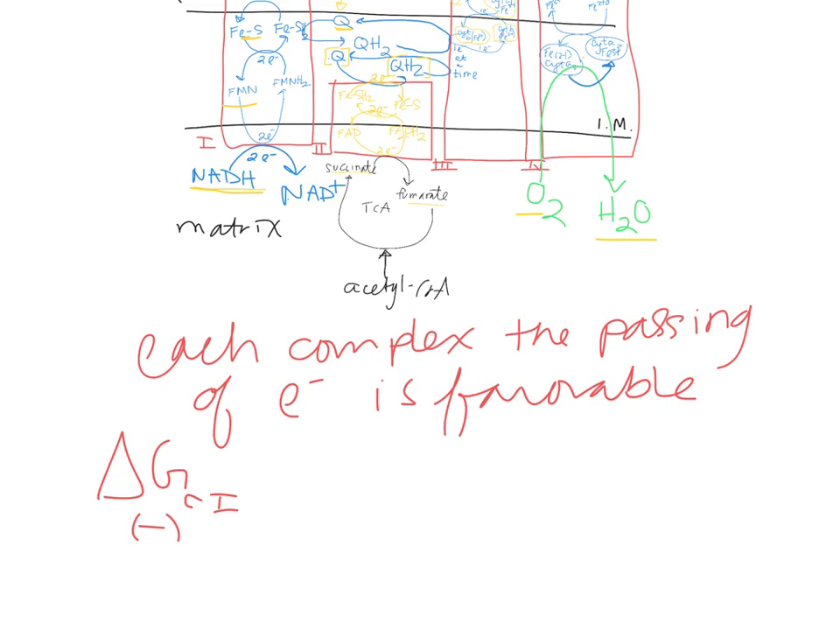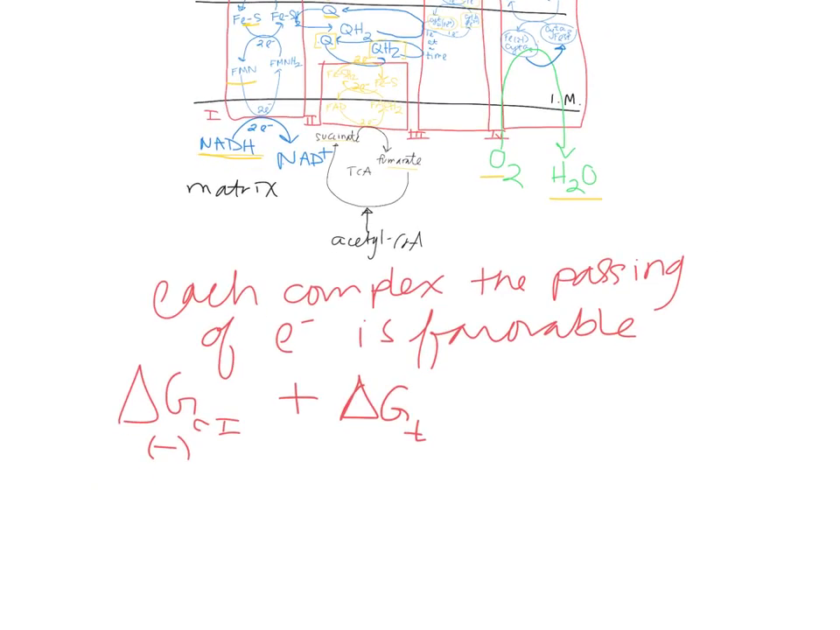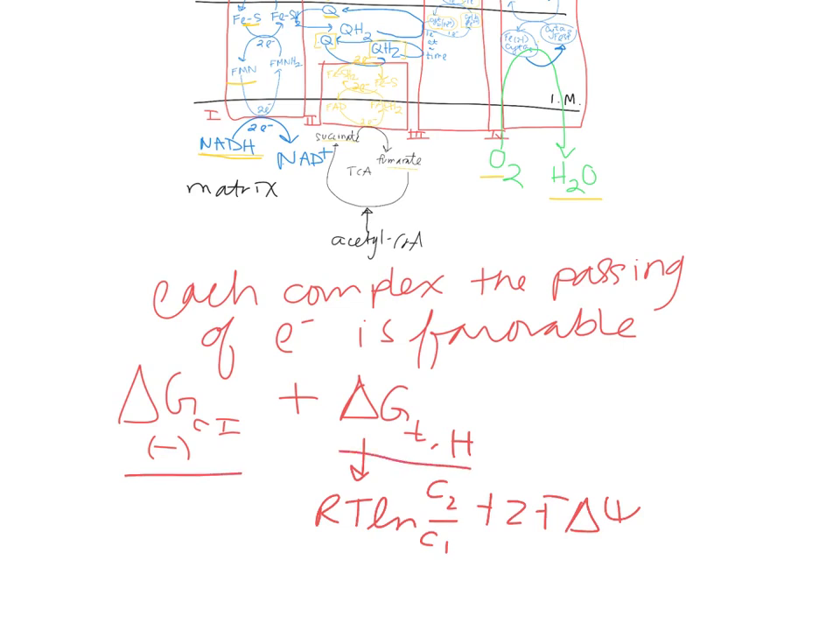So do you remember our delta G of transport, which was RT ln C2/C1 plus ZF delta psi? Good, I'm so glad. Why do I ask questions that I can never have the answer to? So we're going to actually move protons. The energy from moving these electrons in complex 1 is going to be used to push protons.